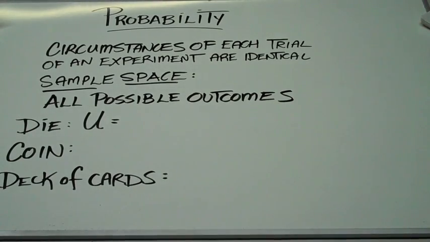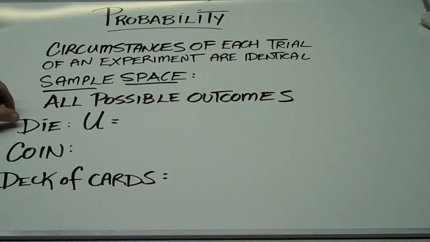Let us now talk of theoretical probability. Well, in theoretical probability, the circumstances of each trial and each experiment are identical. One of the first things we have to define with experimental probability is the sample space. What is the sample space? It's all possible outcomes of our experiment.